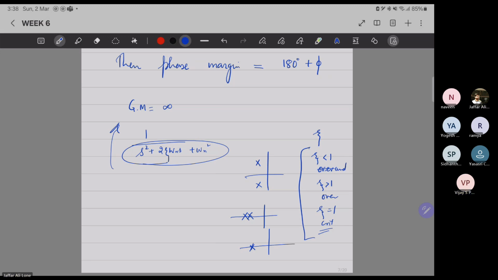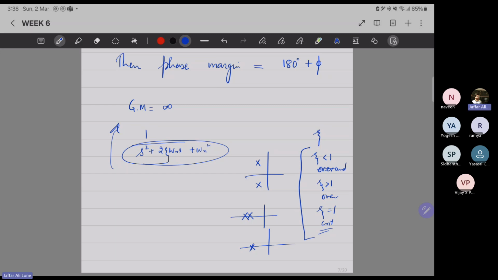The third case is for critically damped. When zeta is 1, you have a critically damped system, with repeated roots in the left half plane, not on the imaginary axis. But in any case, you have a stable system.